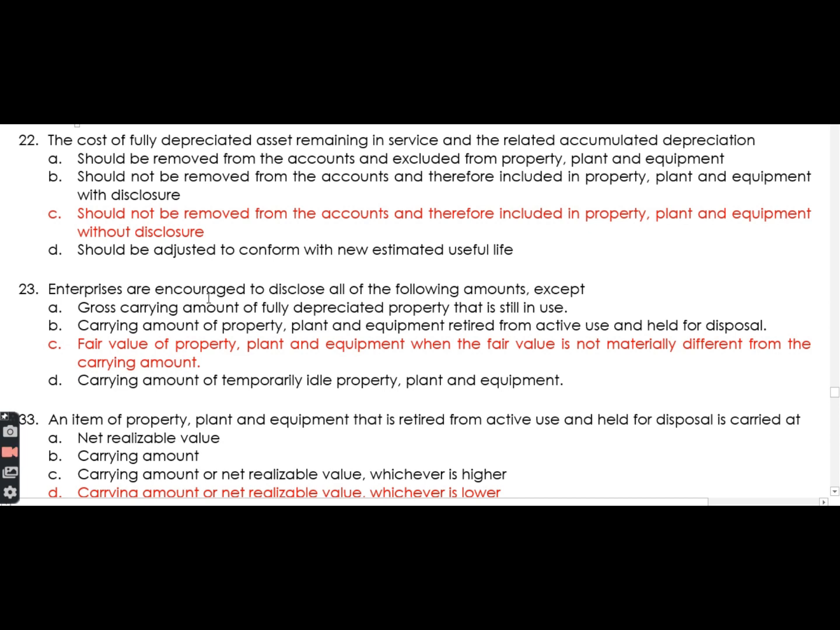22, the cost of fully depreciated asset remaining in service and the related accumulated depreciation, letter C, should not be removed from the accounts and therefore included in property, plant, and equipment without disclosure. Okay? So, yun yung kinikwento ko kanina na kahit siya ay fully depreciated na, hindi pa rin siya pwedeng tanggalin sa libro. Kaya nga may value pa rin siya. Usually, ang nilalagay dyan is piso ang value. Para, for full disclosure purposes, kasi para alam natin na meron pa rin yung property na yun.